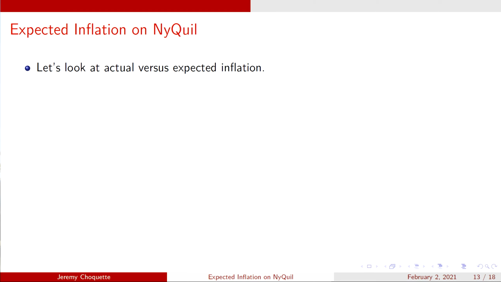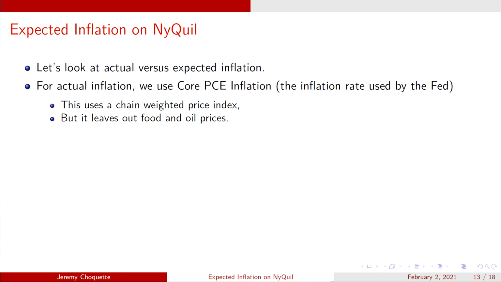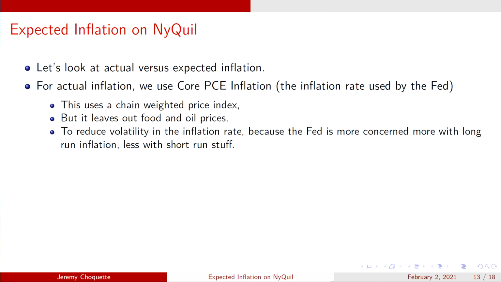So now that we've kind of talked about that, let's look at actual versus expected inflation. For actual inflation, we use the core PCE inflation. This is the inflation rate used by the Federal Reserve to monitor inflation. It's a chain-weighted price index, but it leaves out food and oil prices. They do this to reduce volatility in the inflation rate because the Fed's a little bit more concerned with long-run inflation rather than short-run stuff, right?